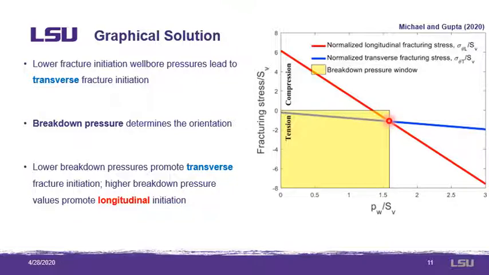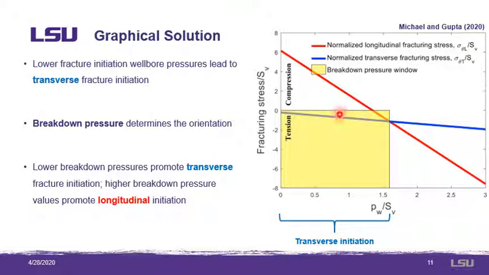which indicates what I call the breakdown pressure window for transverse fracture initiation. This means that if the breakdown pressure, which is the highest pressure reached during a hydraulic fracture treatment, is within this yellow shaded region, transverse fracture initiation would be created, because in this region the transverse fracturing stress is tensile and is more tensile than the longitudinal fracturing stress. Remember, hydraulic fractures are tensile failures.